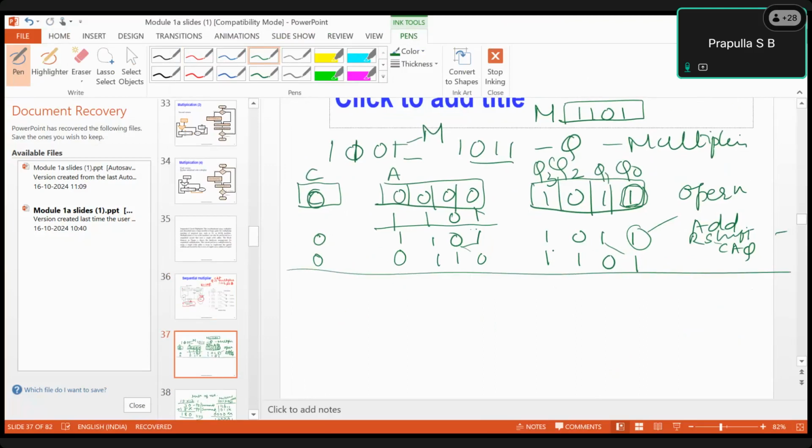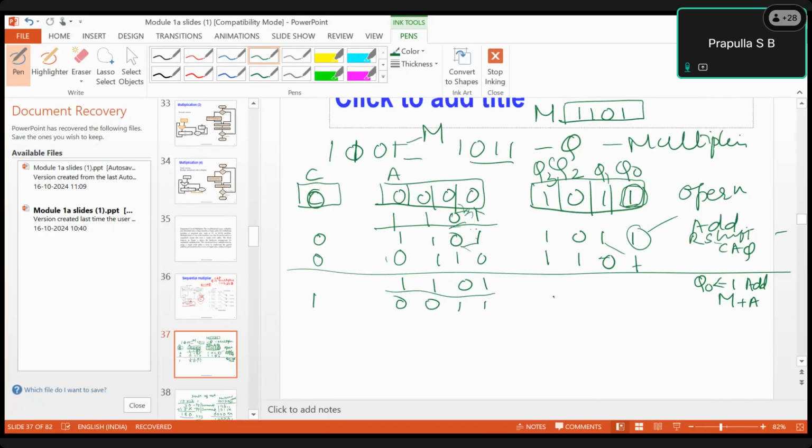So in the second cycle, again, I have to check the Q0 bit. What is my Q0 bit? Q0 bit is 1. So I should add. When Q0 is 1, I have to add M to register A. My register A is 0110, and I'll be adding M, which is 1101. When I add, I get 1 0011, the carry bit results in 1 here.